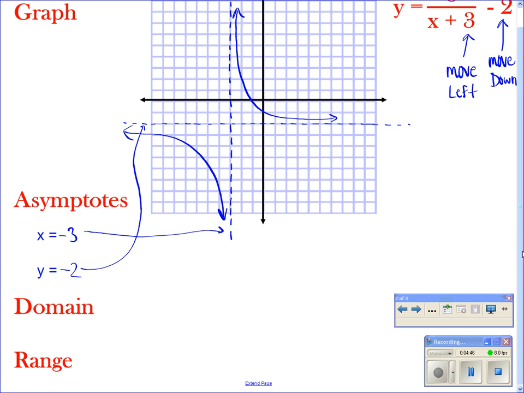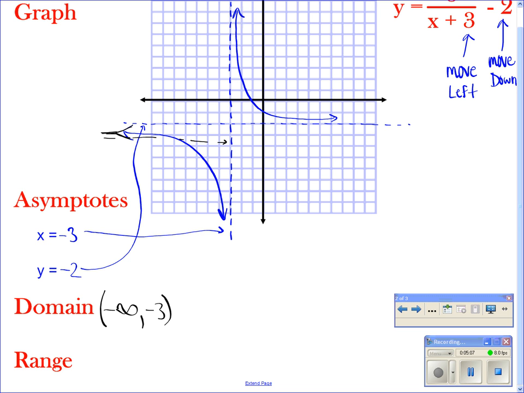So if we're scanning left to right, this arrow right here is pointing forever and ever and ever to -infinity. So domain is going to go -infinity up to, it's going to keep traveling, traveling, traveling, and it has to stop right here at this asymptote. So it's going to stop at -3.